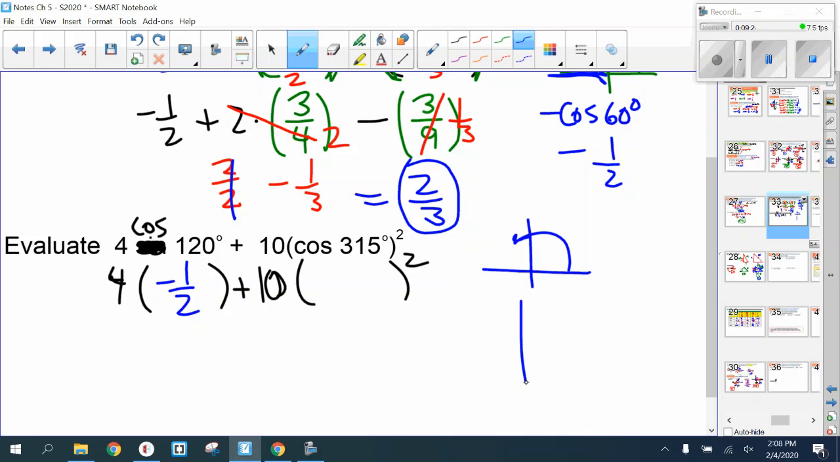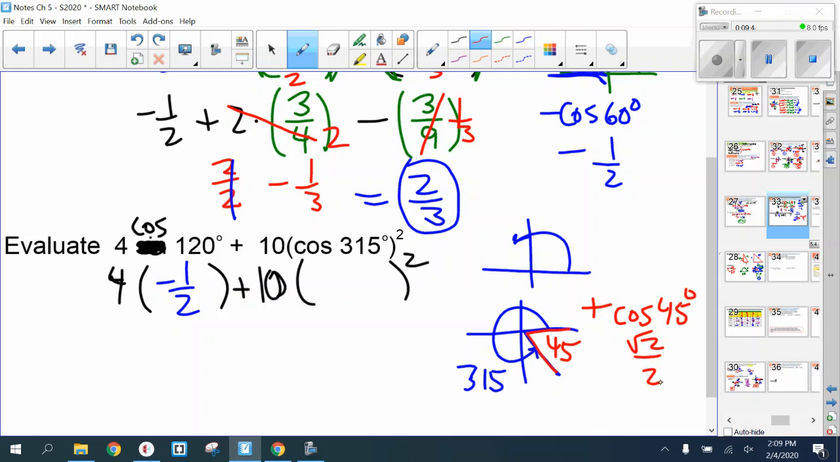Cosine 315. 315 puts me into the fourth quadrant. I know cosine is positive there. Your reference angle is 45, so that's going to be positive cosine 45 degrees, or square root of 2 over 2.